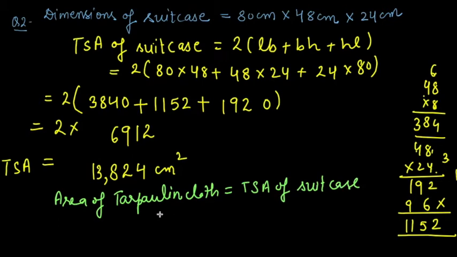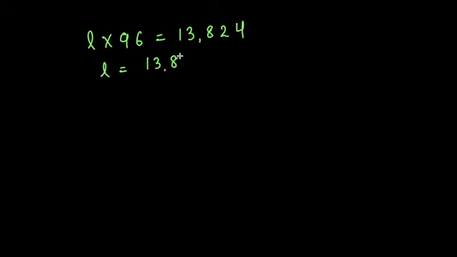How much is the area of the cloth? It will be length into breadth, and this you have calculated, 13,824. Okay, I am going on next page. What is the length you have to calculate? Breadth is how much given? 96, and area we have calculated this much. Now length will be, if you take it in the division, by 96. Now you have to simplify it.